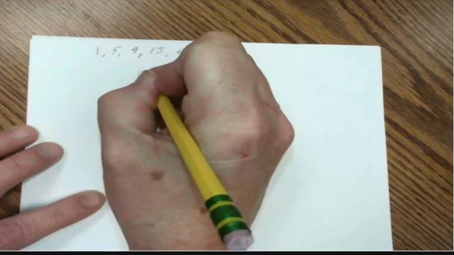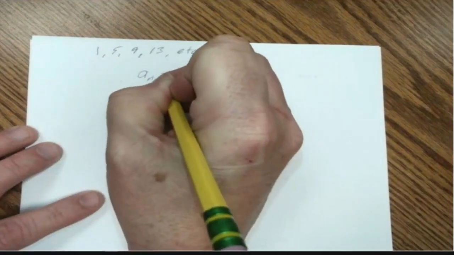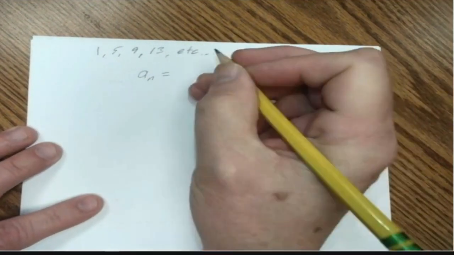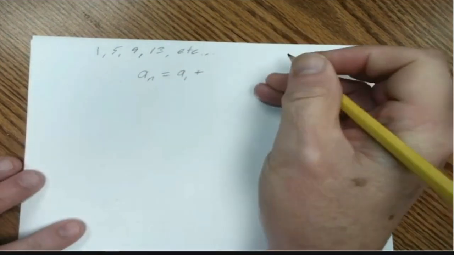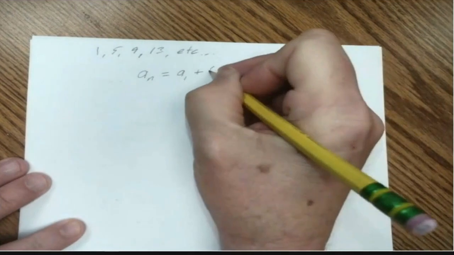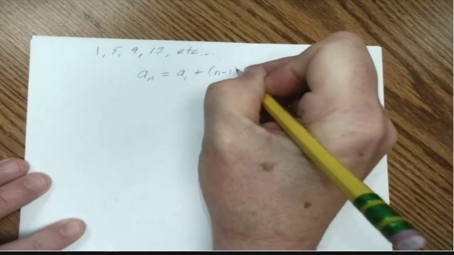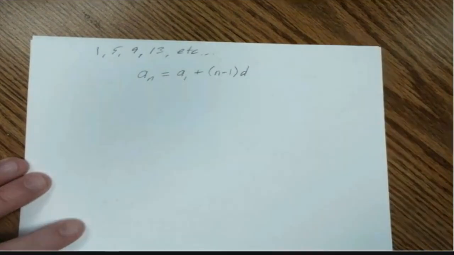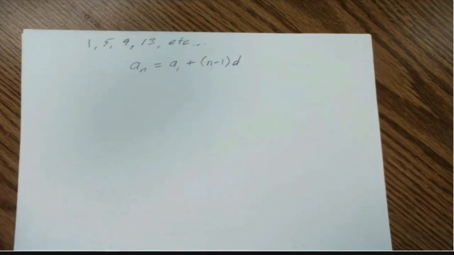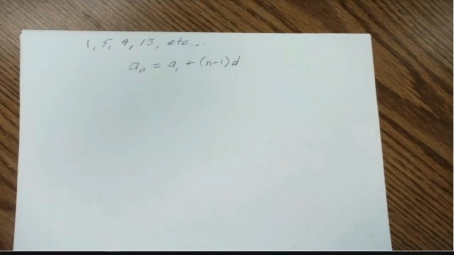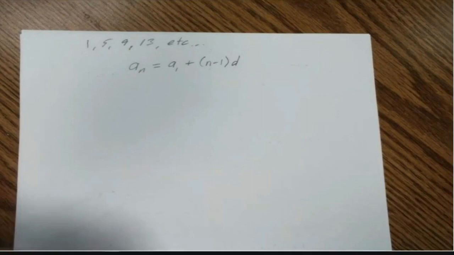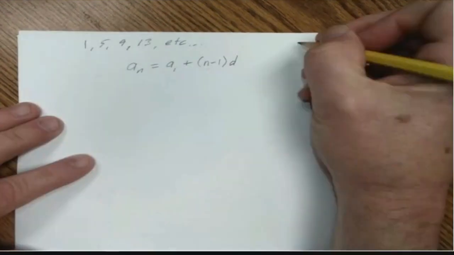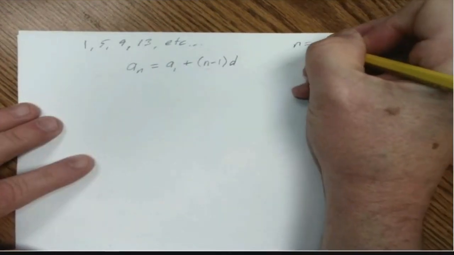Let me write this: a sub n equals a1 plus (n minus 1) times d. So let's say we've got the sequence right here, and we want to know what the fifth term is. What's the next one after that? Well, if we want to know what the fifth one is, n would be what we want to know. So n would be 5.